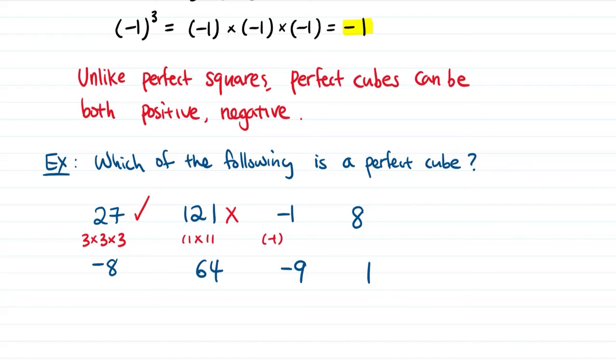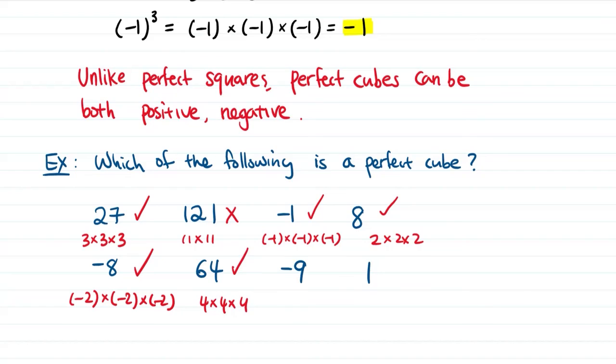-1 is -1 times -1 times -1, so it is a perfect cube. +8 is also a perfect cube because 2 times 2 times 2 is equal to 8. -8 is also a perfect cube because if you multiply -2 instead of +2, you will get -8. 64 is 4 times 4 times 4, which is a perfect cube. -9 is not a perfect cube because it's just 3 times -3, so this is not the answer, but 1 is a perfect cube because 1 times 1 times 1.